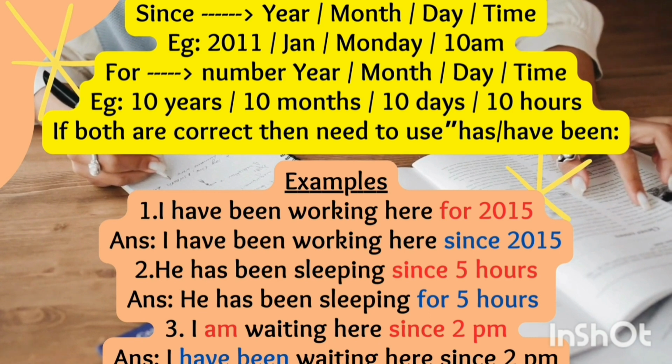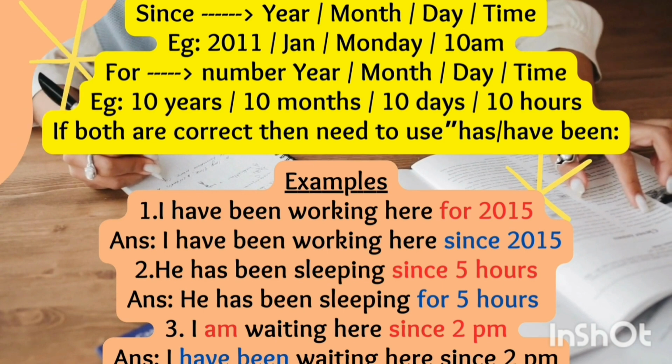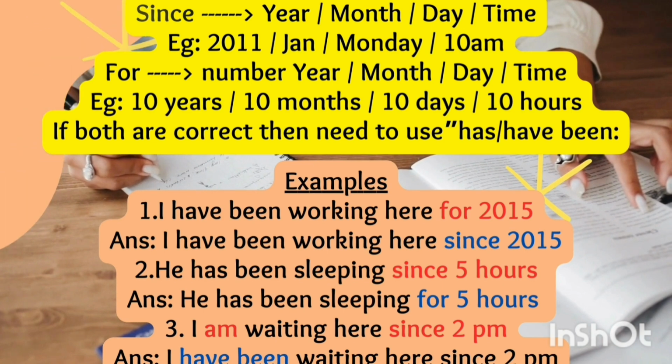Third one, "I am waiting here since 2 p.m." 2 p.m. is a time, so since 2 p.m. is correct. Then we have to use has been or have been. Has been for a singular subject, have been for a plural subject. For subjects like I, you, we, they, we need to use the plural verb have been. Answer: I have been waiting here since 2 p.m.